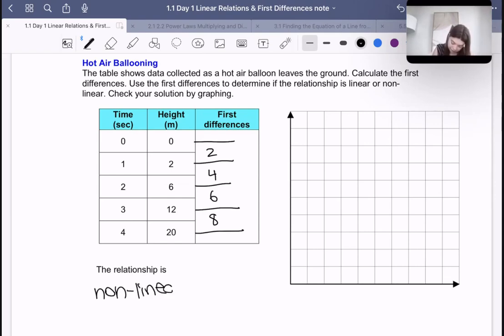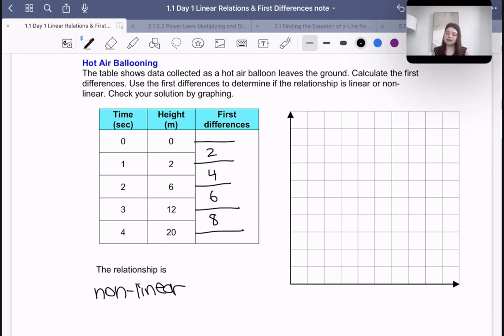And you might be thinking, oh, but if we took the differences of the first differences and got the second differences, it would be the same. And that is true. However, the second differences being the same actually means it's a quadratic, which is not a linear. That said, you don't have to know that at this point. All you need to know is if the first differences are not the same, which they are not, then it's nonlinear, right?